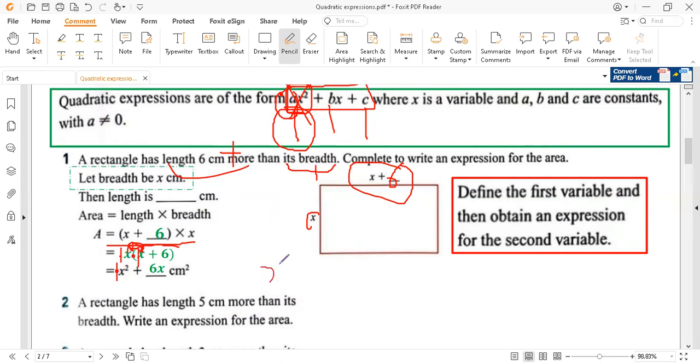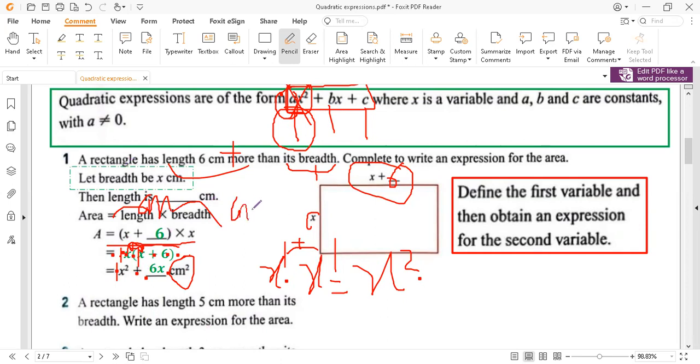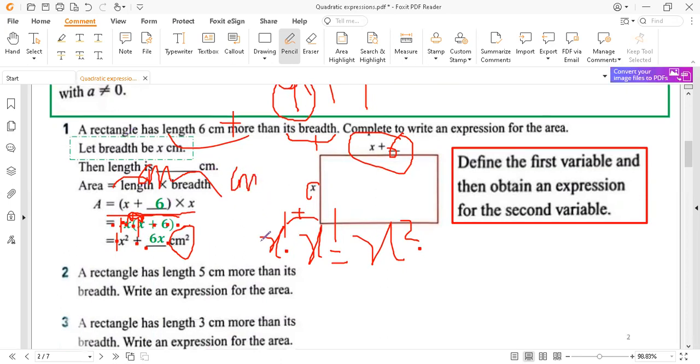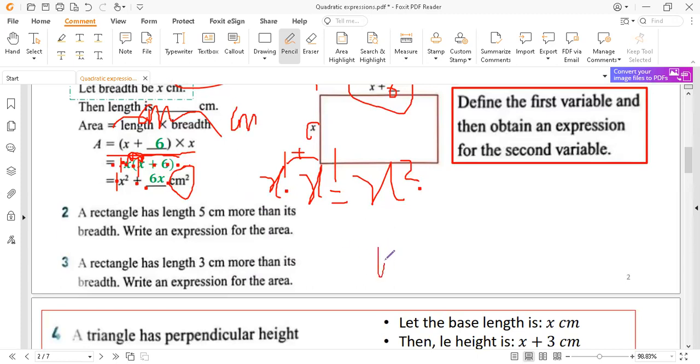x by x, we have the same base, and we know that for x by x, we add the exponents because we have a product between them. We have 1 plus 1, so we will obtain x squared. Then a plus and a plus is a plus. 1 by 6 is 6, and x with nothing equals x. So the unit is centimeter squared. Why? Because we have a length in centimeters and a breadth in centimeters, so we know that the area unit equals centimeter squared, the square of the unit of length.